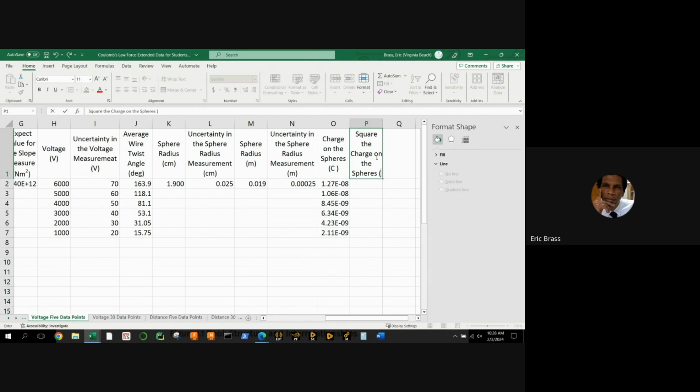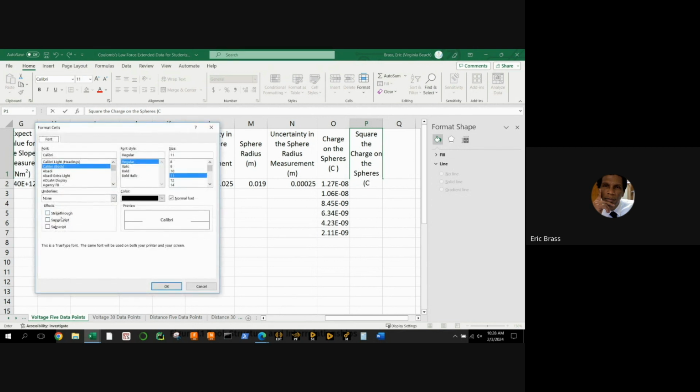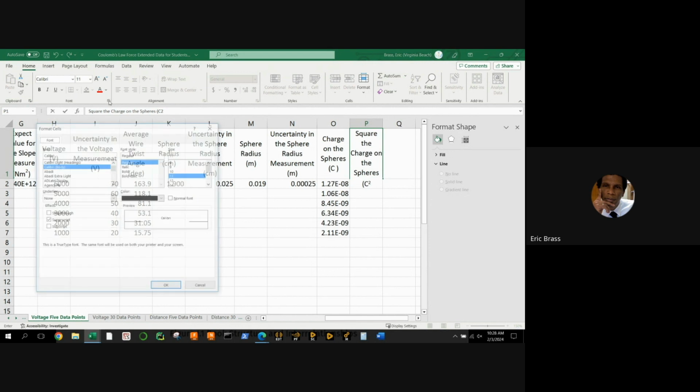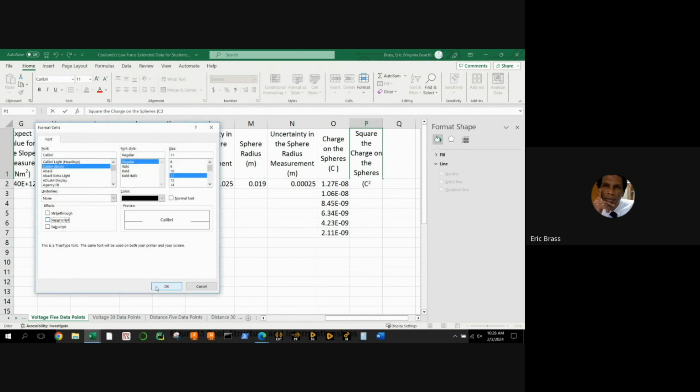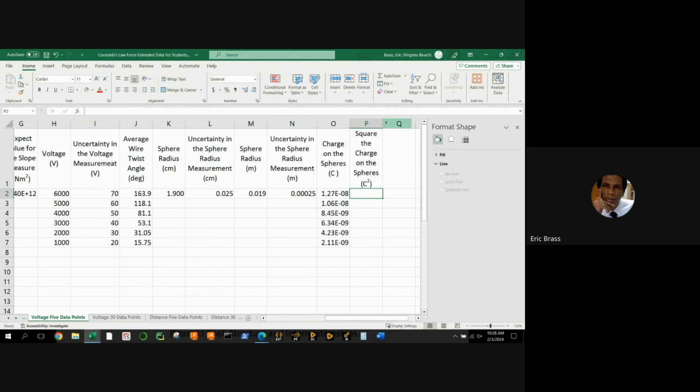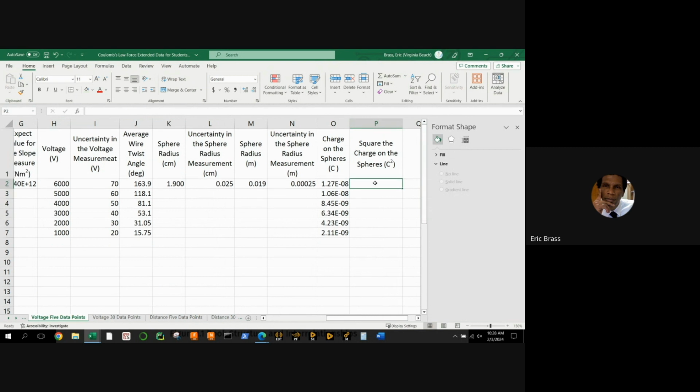Now, how does that look? We've got to put that C in there. I'm definitely going to square it, or put my superscript 2, take that superscript away, say okay, and then enter. All right, so this is the charge on the spheres. And we're just going to use our function power. I'm going to select this value and then say squared.